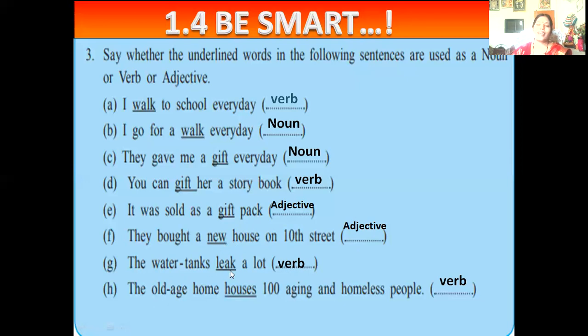The water tank leaks a lot. Leak is the action word. It is a verb. The old age home houses homeless people.